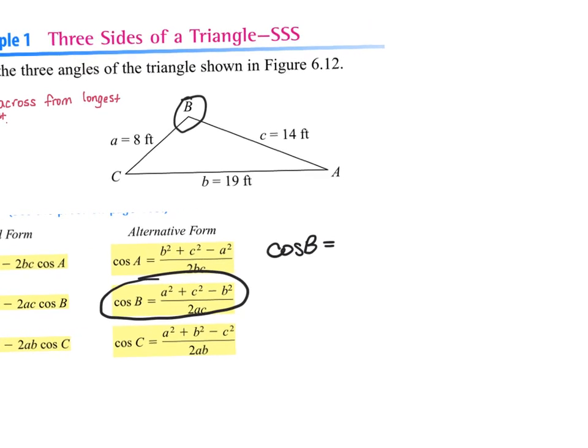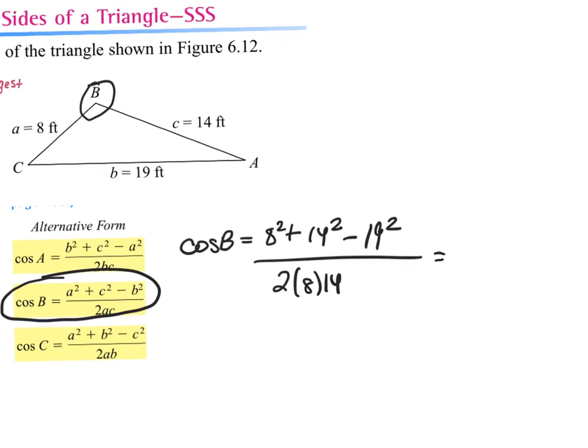What is A? 8 squared. Okay, so 8 squared plus 14 squared minus 19 squared divided by what? Over 2 times 8 times 14. Okay, so calculators, please. Simplify the numerator. What's 8 squared plus 14 squared minus 19 squared? Negative 101, okay. And then what's 2 times 8 times 14? 224. All right, so the cosine of angle B is negative 101 over 224.